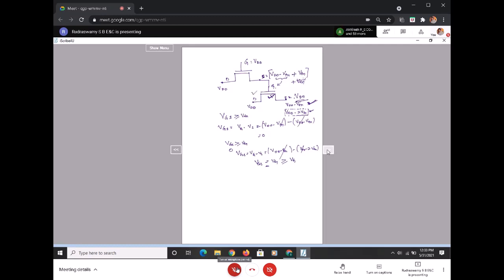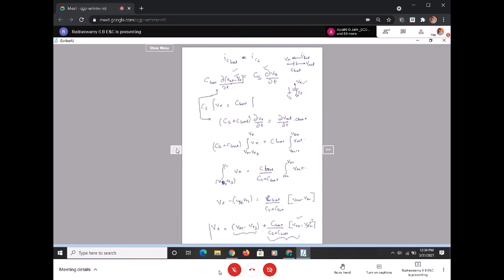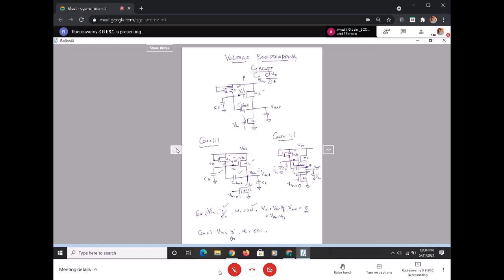What exactly am I doing now? The drain is at VDD, and I'm ensuring the source is also at VDD, provided I'm adding some extra voltage, right? I'm adding some extra voltage, ensuring that at the output I don't get the threshold voltage drop. Yes or no? Yes. And this is what voltage bootstrapping basically is.